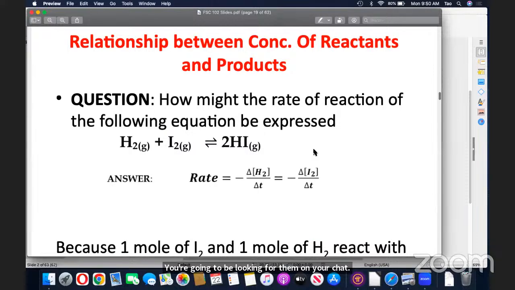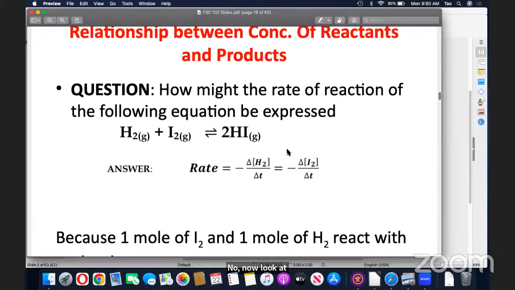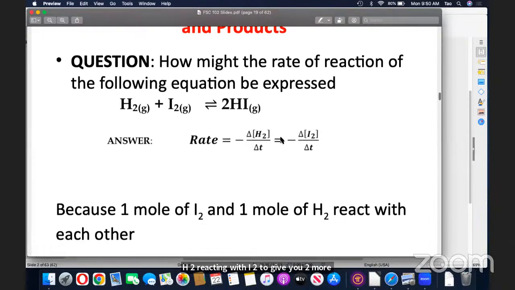Now look at this. How might the rate of reaction of the following equation be expressed? You have this, and you want to see the rate of this reaction. In this case, you're having H2 reacting with I2 to give you 2 mole of hydrogen iodide. So if you want to talk about the rate of reaction, it's just going to be either the rate of consumption of H2 or the rate of consumption of I2, or the rate of consumption of hydrogen or of iodine. And remember, both are 1:1. So you can use any of the two to determine the rate.